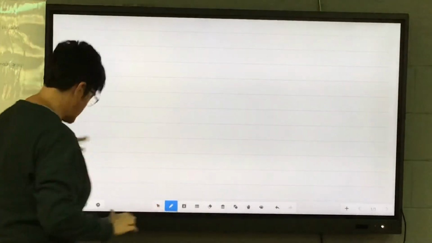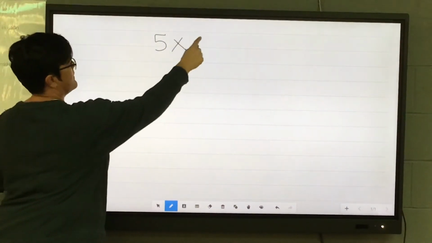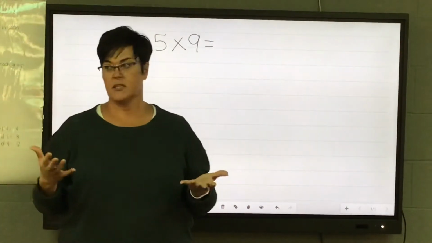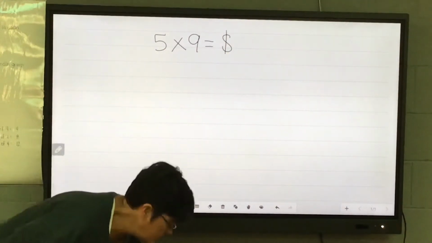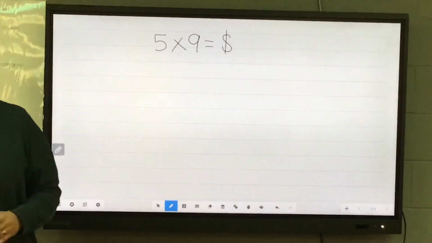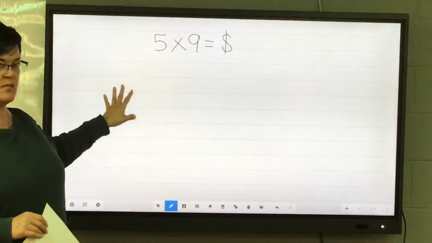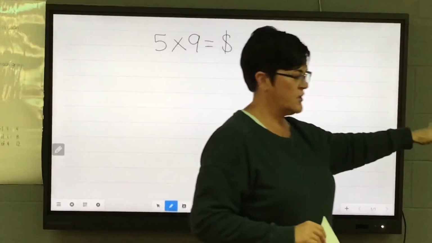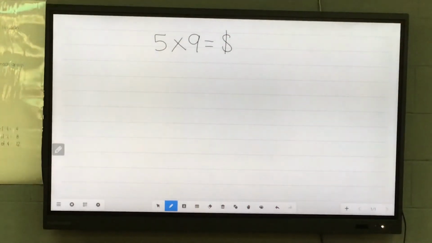So our equation's going to say what? Tell me what to write. 5 times 9. Okay, now we're talking about money, correct? So on our answer, we need to make sure that we have a dollar sign. So we have 5 games, 5 groups that cost $9 each. Show me how you would solve for the product of this.